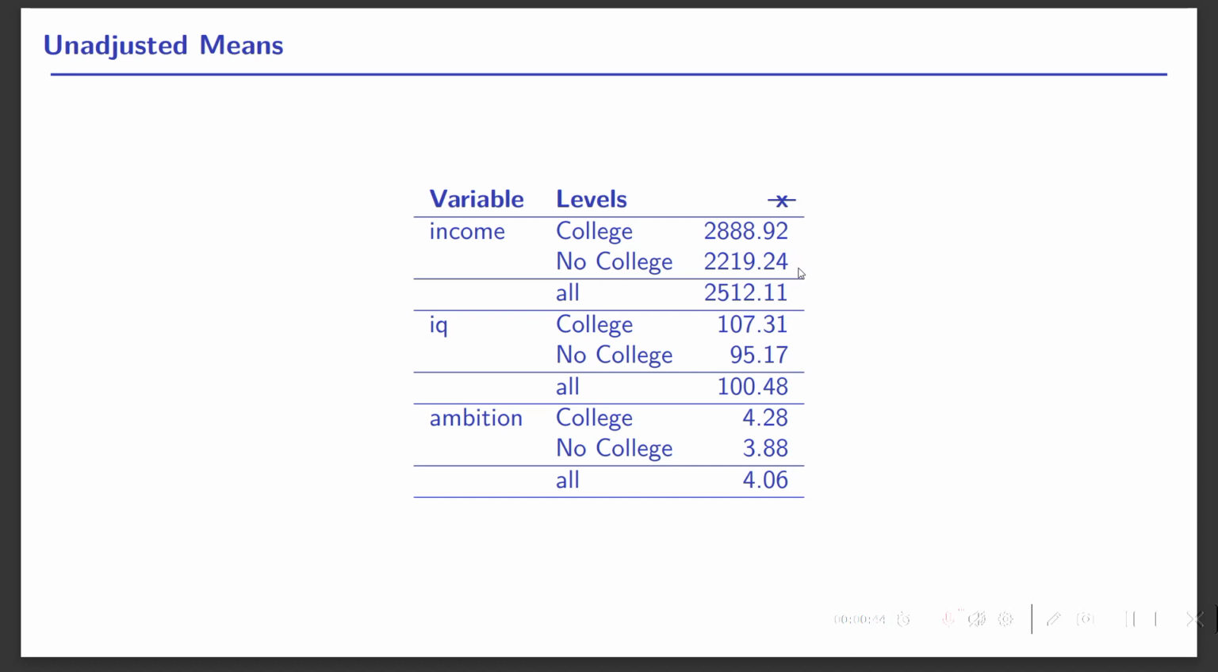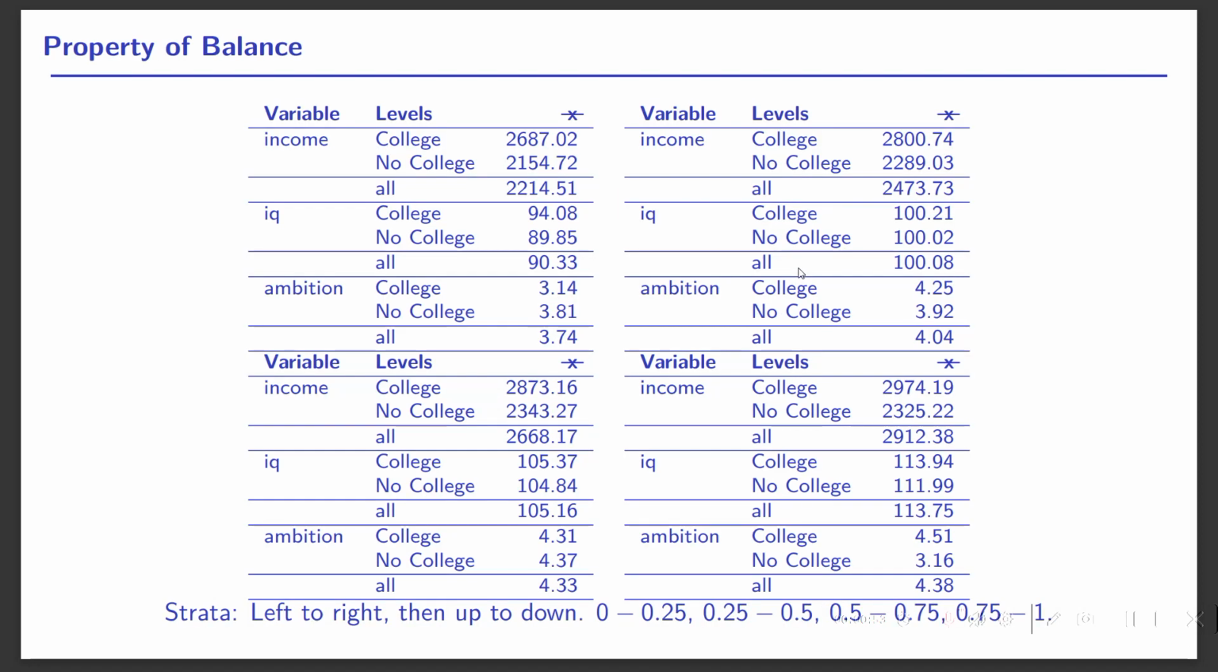Now, what happens if we stratify based on the propensity score? In this table, I stratified into 4 different areas of the propensity score. This upper left table gives us the mean values for those with a propensity score between 0 and 0.25. Here, this one gives us those with a propensity score between 0.25 and 0.5. Here, between 0.5 and 0.75. And here, between 0.75 and 1.